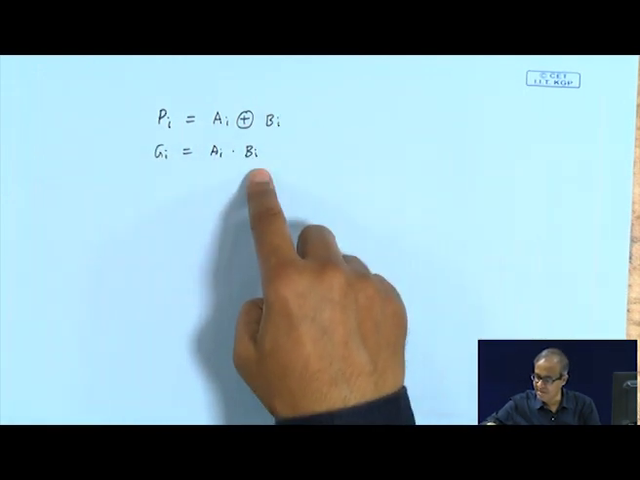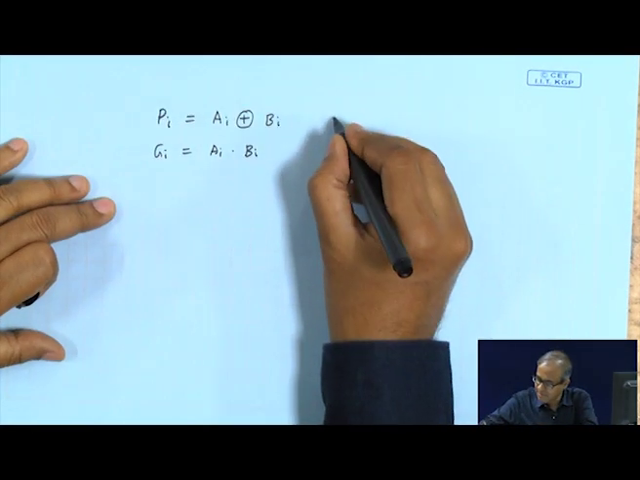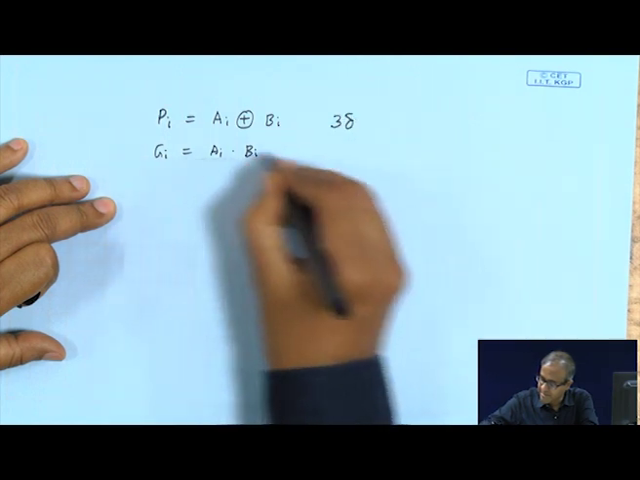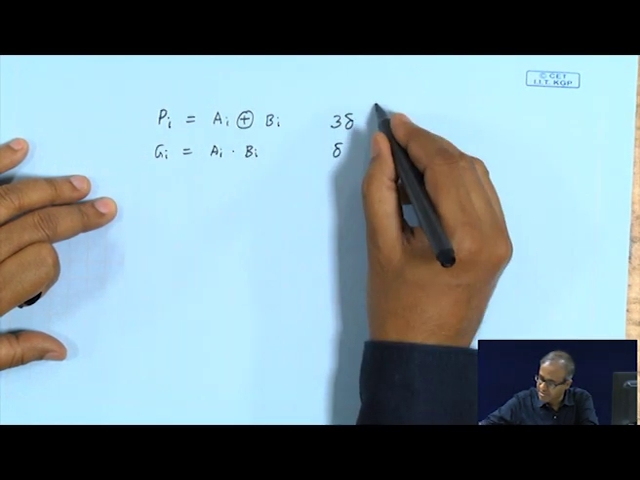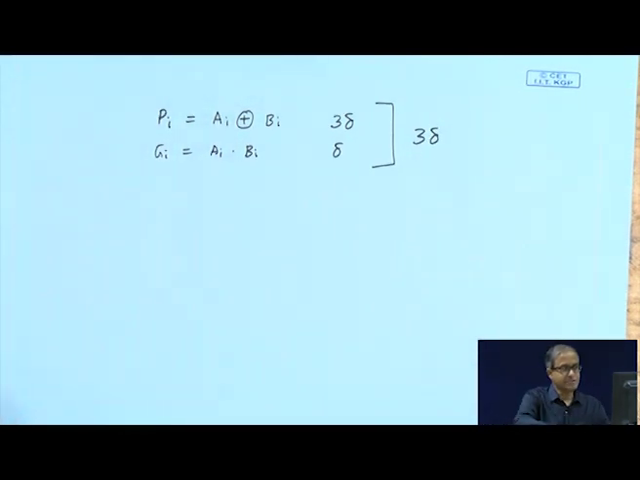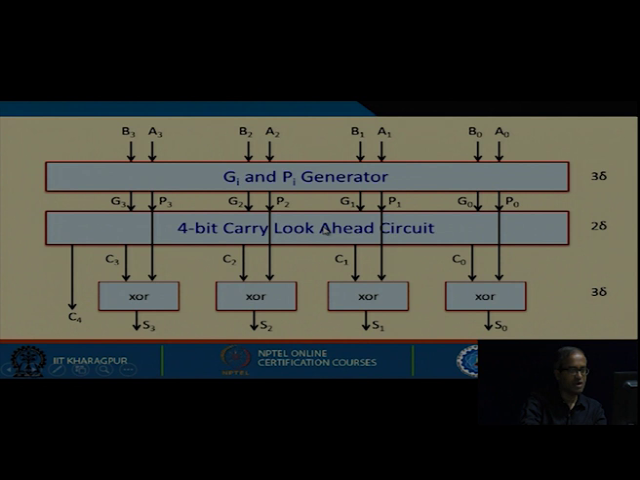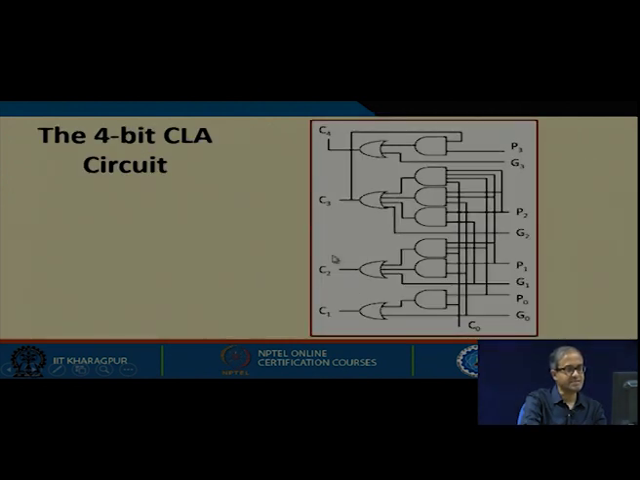So, how much delay will it take? This XOR takes a delay of thrice delta, as I had said earlier, 3 gate delay, and AND gate is a single gate delay. So, the worst case gate delay is 3 delta. So, this Gi and Pi generator requires a time of 3 delta to generate all the Gi Pi values. And this 4-bit carry look ahead circuit will look like this. You see this is just a 2-level AND OR circuit, a simple 2-level AND OR circuit.